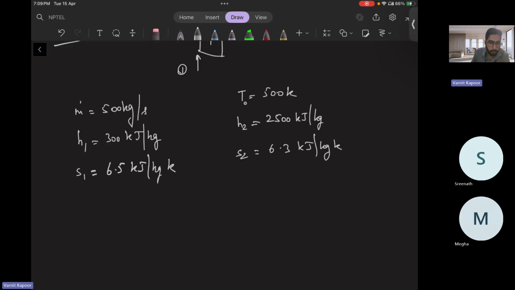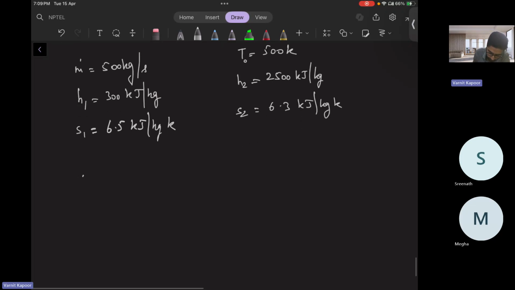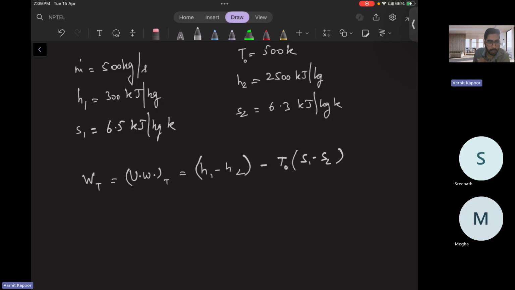Now, work output from the turbine, or you can say useful work of turbine, is nothing but H1 minus H2 minus T naught times S1 minus S2, that is H initial minus H final minus T naught into S initial minus S final. That was a pretty simple thing which we have already discussed in our previous class.